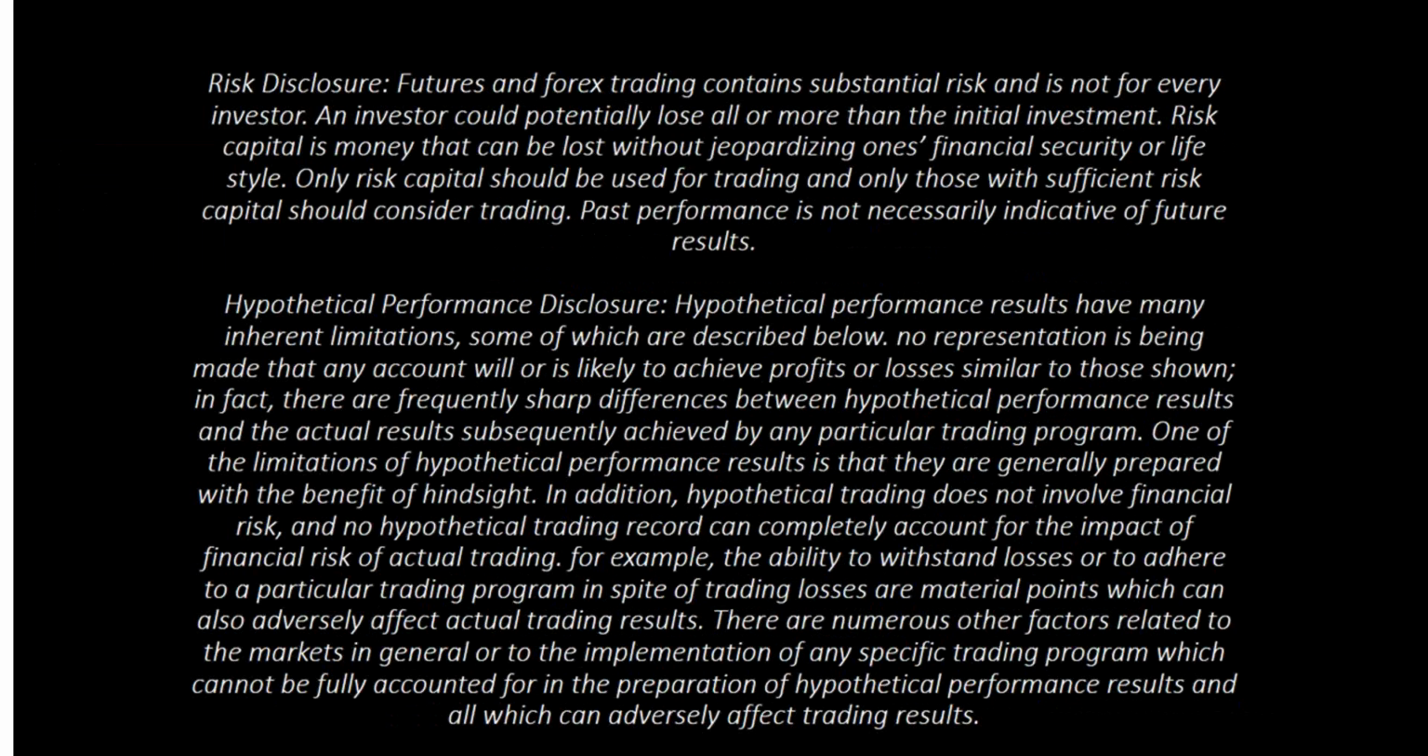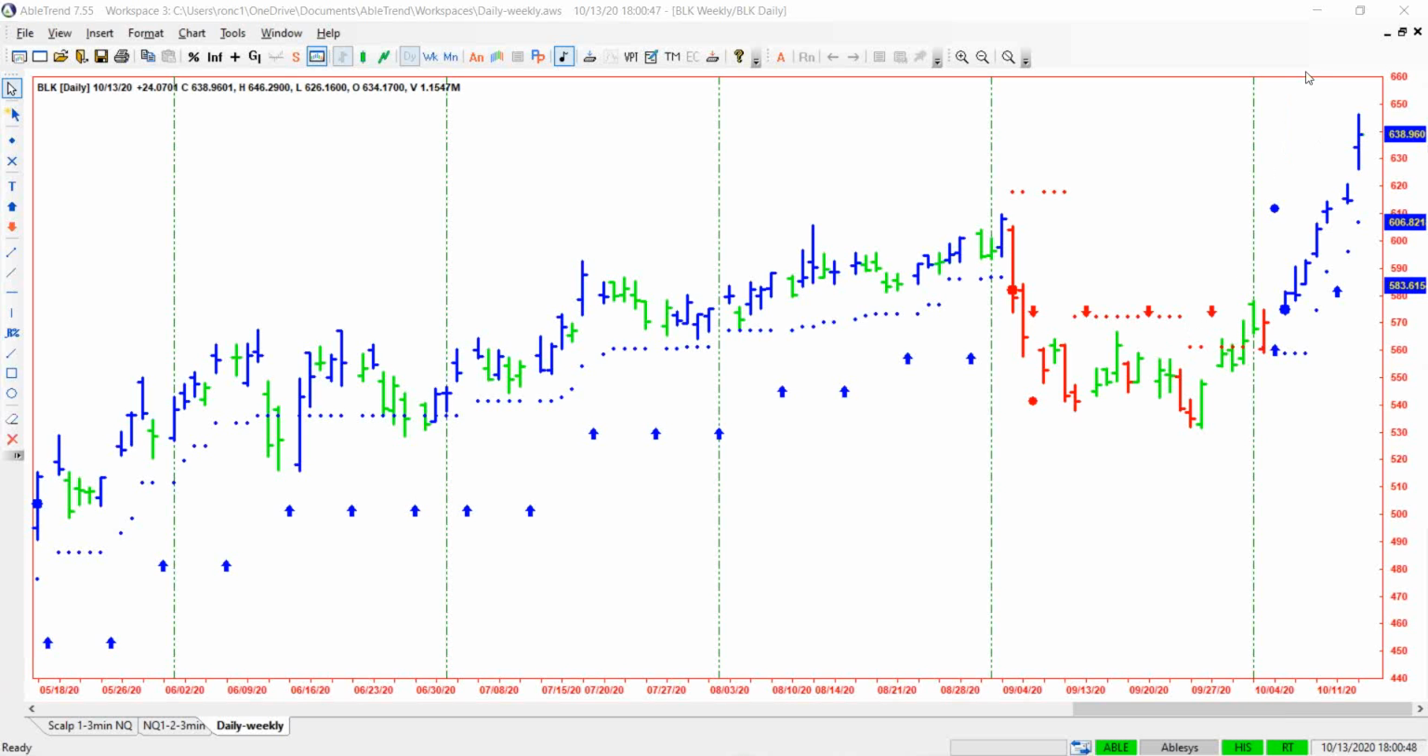It's very easy to use because it's all color coded. And we buy on blue, we sell on red. So when everything is red on the chart, when I say everything, I mean the dots, the arrows, the price bars, then we're selling. When everything is blue, we're buying. So it's really easy, and we always combine two time frames into one chart. That's what makes AbleTrend work so well.